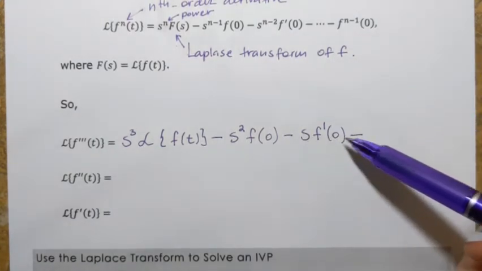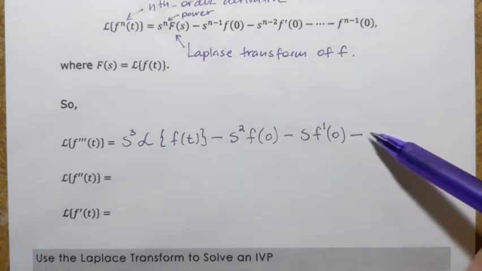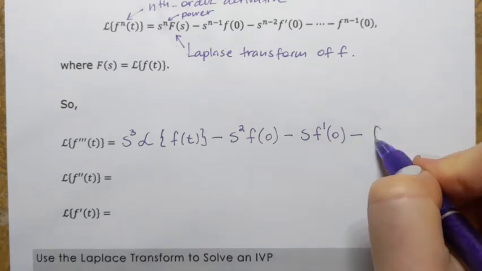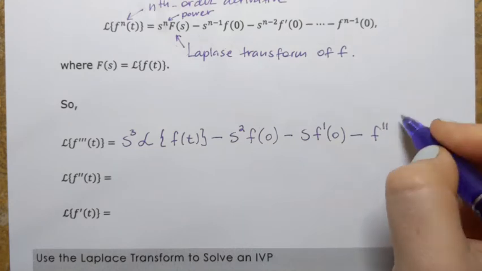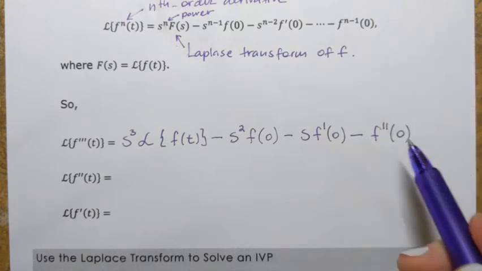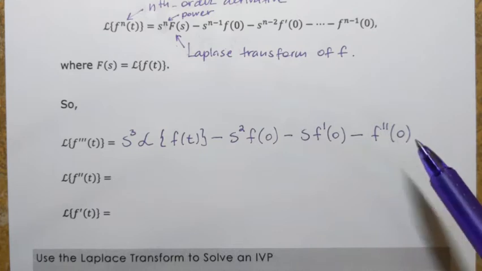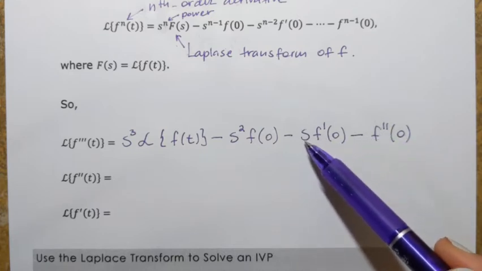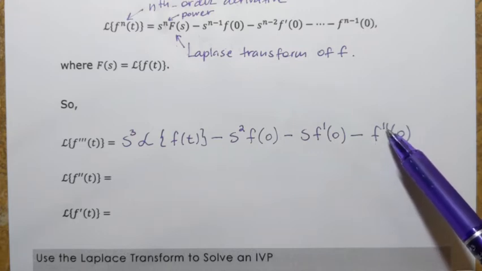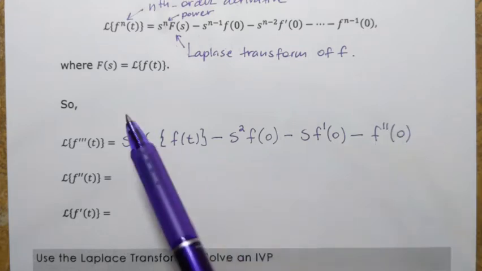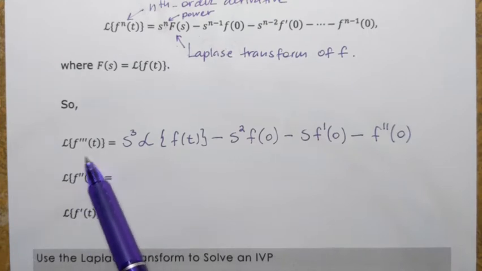While power of s here will be 0, here was 1, now it's power 0, well, s to the power 0 is just 1, I don't have to write it, but then order of the derivative goes up by 1, so it's the second order evaluated at 0, and that's where we stop. So we stop when we get down to power 0 for s, and when we get up to the order of the derivative that's 1 less than the original one. So that's how the Laplace transform of the third derivative is performed.